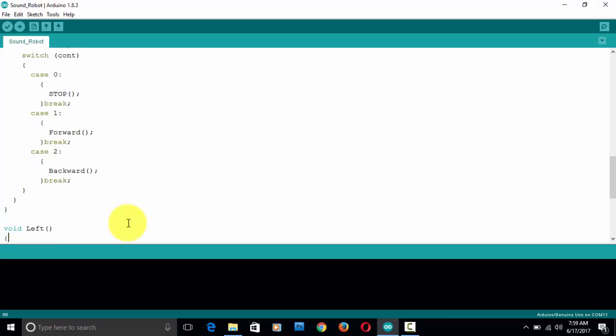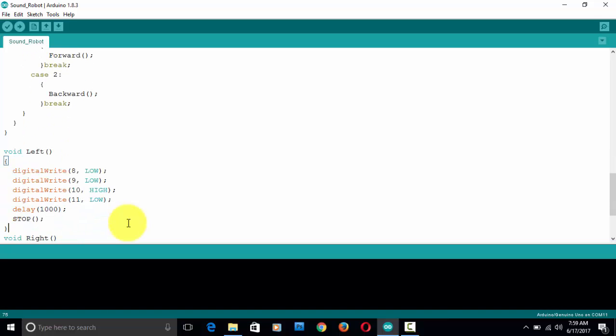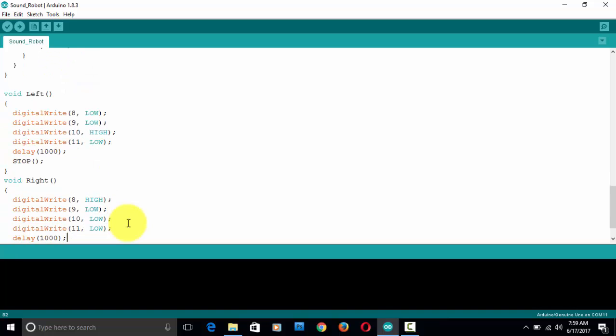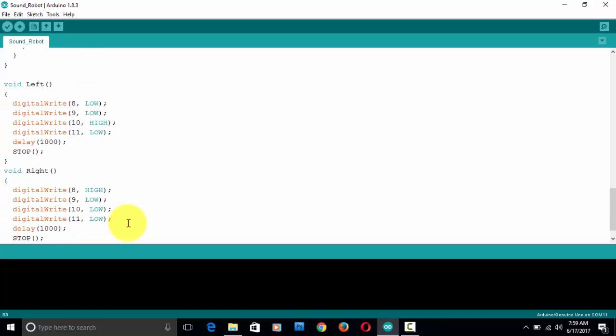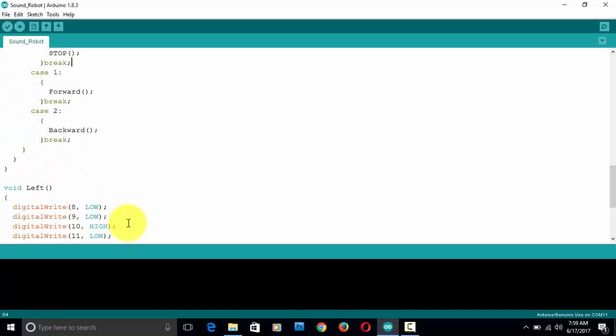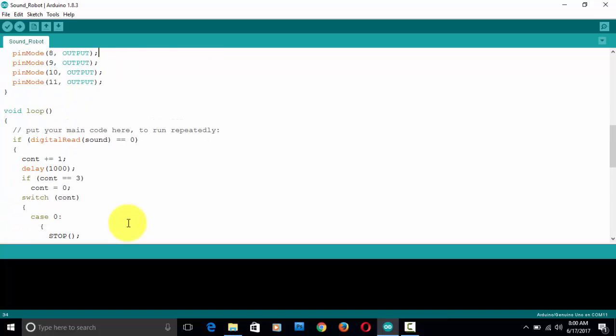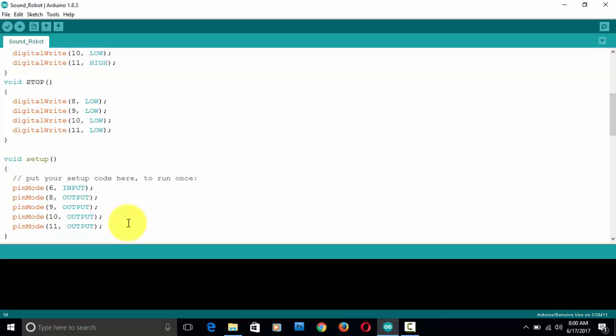Okay, so that's enough. Next, there are left and right to move also, but I am not telling that in this video because we are not using it. So that's all for this video. This is the total code explanation of the Arduino board for a robot using a sound sensor.